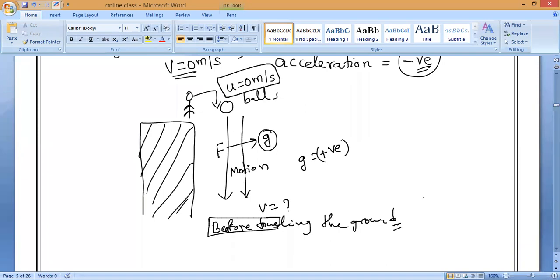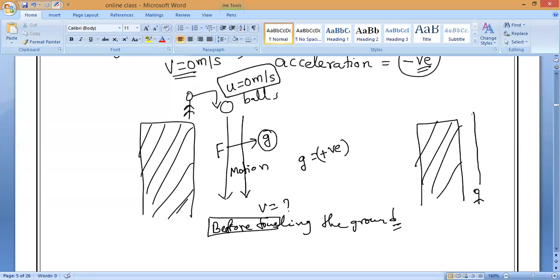Now, same thing as I said. If the boy is standing here and throws the ball upward, what is the direction of motion? Motion is in this direction, but the gravitational pull, the force, is acting in the downward direction. Do you understand, everybody? This is acceleration due to gravity. See, motion is upward, but force is downward. So what is the g value? Negative. g value is negative.